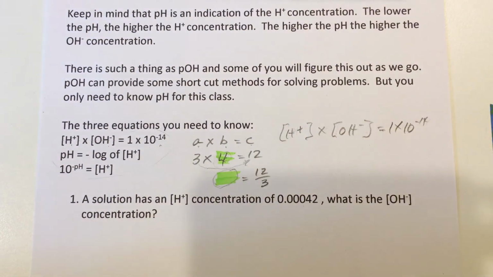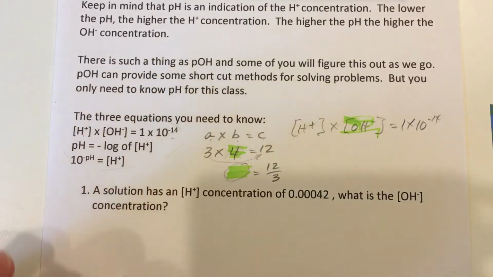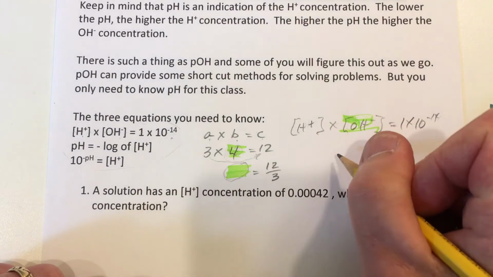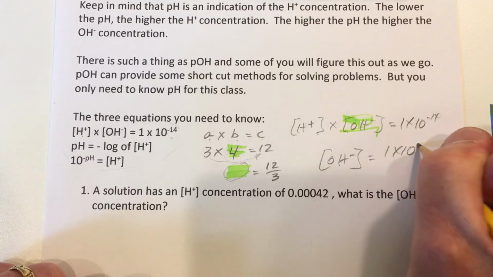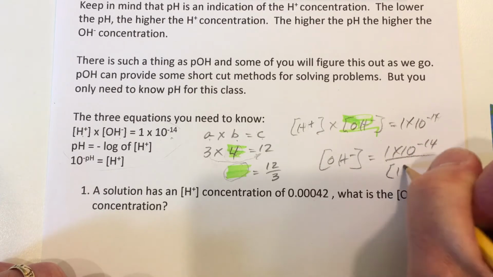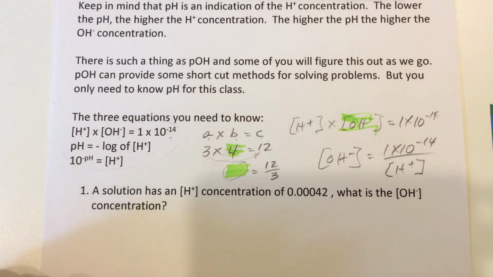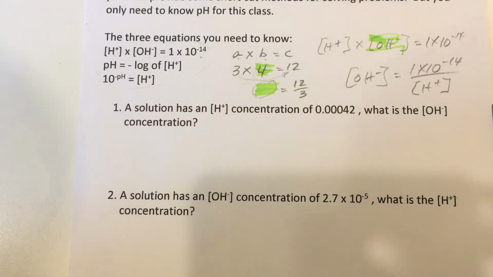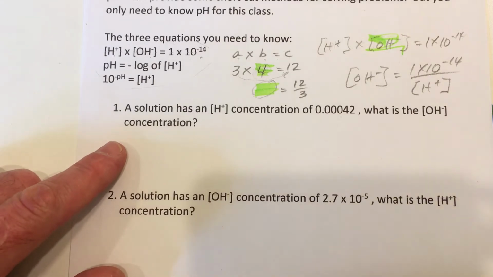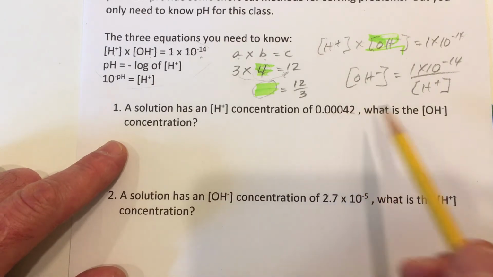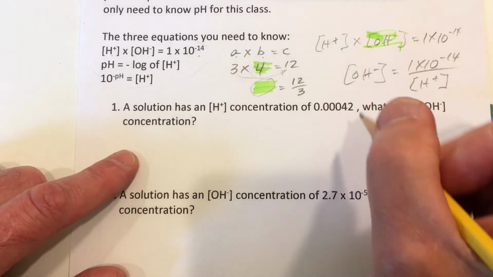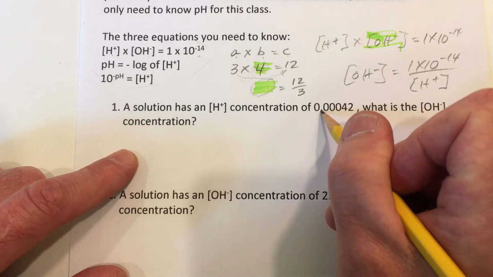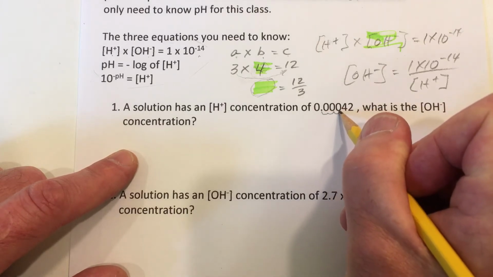And we'll say that this is the green. And we want to find that green. We want to find the OH minus. Then really all we have to do is OH minus equals 1 times 10 to the negative 14 divided by the H plus concentration. So let's try that with this problem right here. A solution has an H plus concentration of 0.00042. What's the OH concentration? Well, keep in mind that this number can also be written this way. Watch, 1, 2, 3, 4.